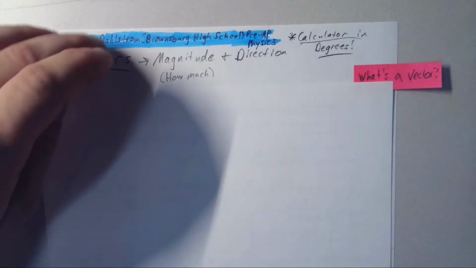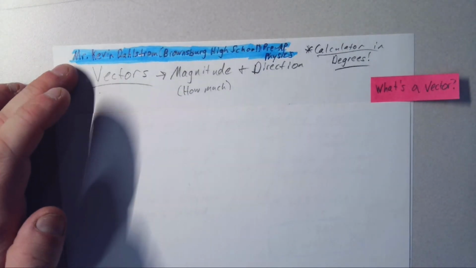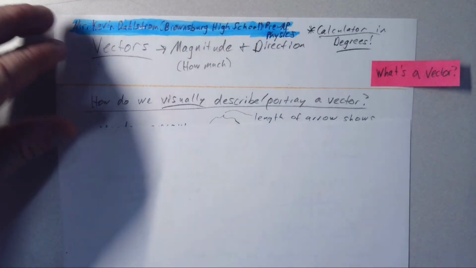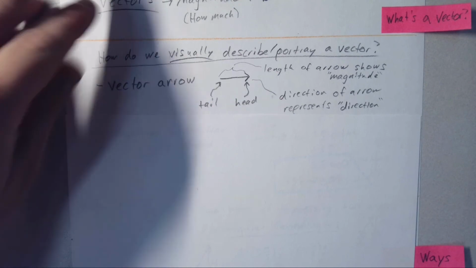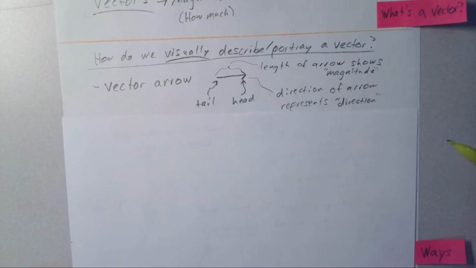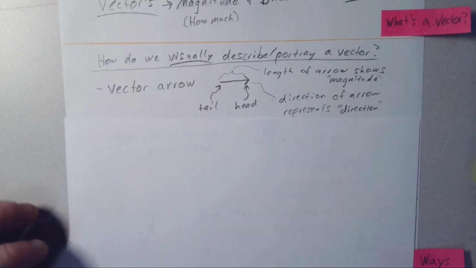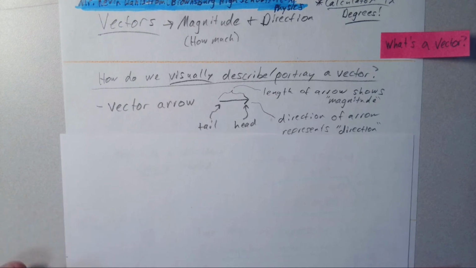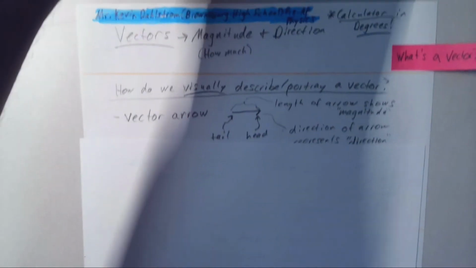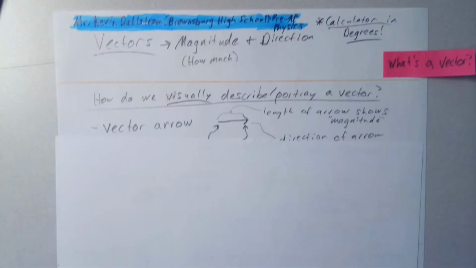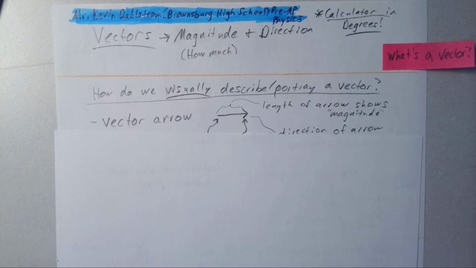So let's talk about how we draw vectors. How do we visually portray a vector? We've already talked about how we've studied vectors before. Let me adjust my camera here so I can give myself some more room. We've already described vectors in terms of calculating left, right, forward, backward, positive, negative, meaning negative is not less than 0, it just means a specific direction.